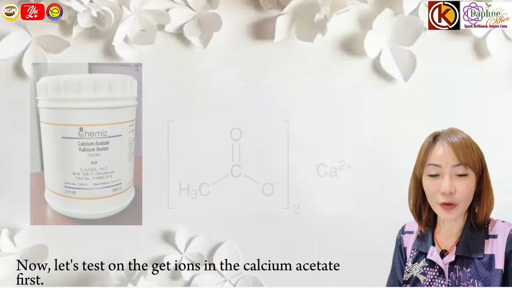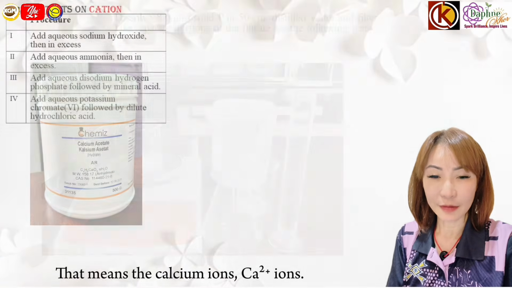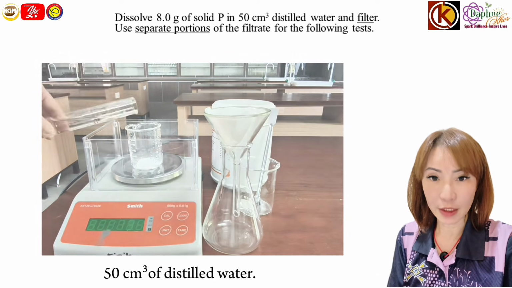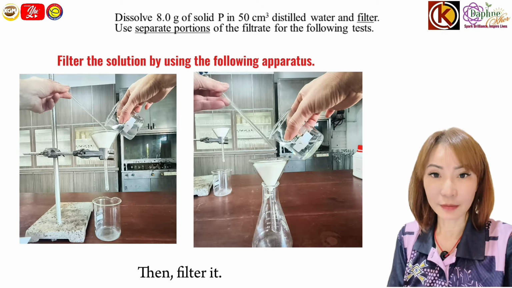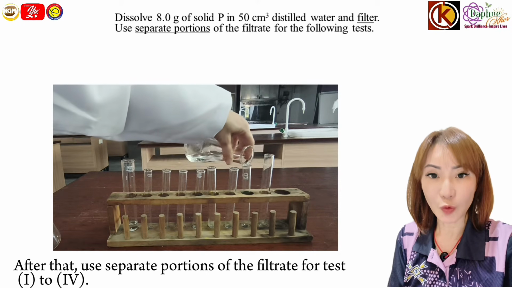Now, let's test for the cation in the calcium acetate first. That means the calcium ions. At first, we need to dissolve 8 grams of solid calcium acetate in 50 cubic centimeters of distilled water. Then filter it. After that, use separate portions of the filtrate for tests 1 to 4.